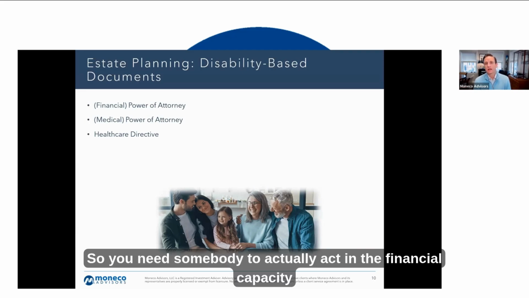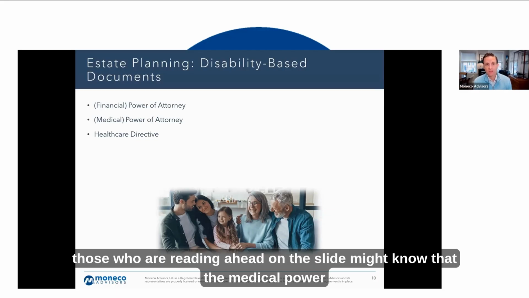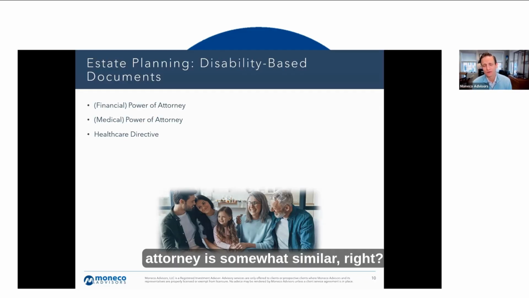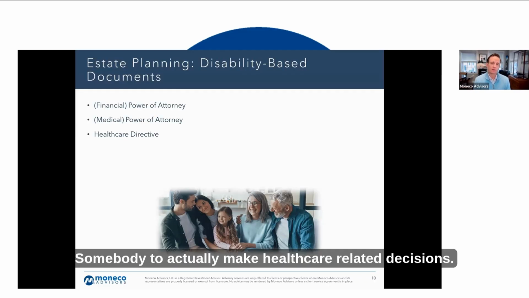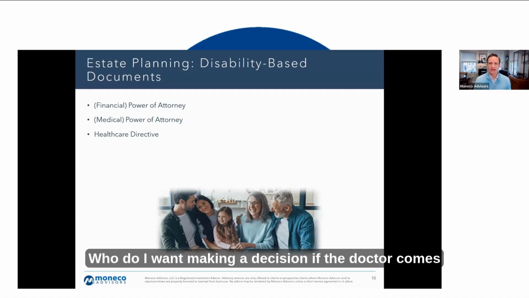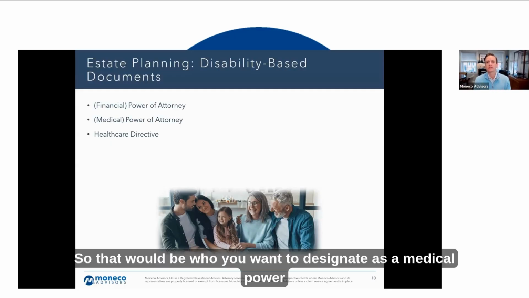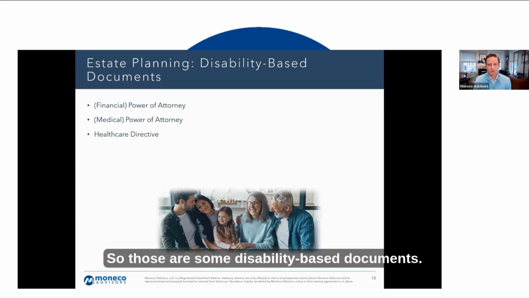Somebody's unable to act, so you need somebody to actually act in the financial capacity for you. It's a financial power of attorney. Those who are reading ahead on the slide might know that the medical power of attorney is somewhat similar, right? Somebody to actually make healthcare related decisions. I always say this, God forbid something happens to me, who do I want making a decision if the doctor comes and says, listen, we can either do surgery A or surgery B to save his life? Who do I want to trust to make that decision? It's a big decision. So that would be who you want to designate as a medical power of attorney. So those are some disability-based documents.